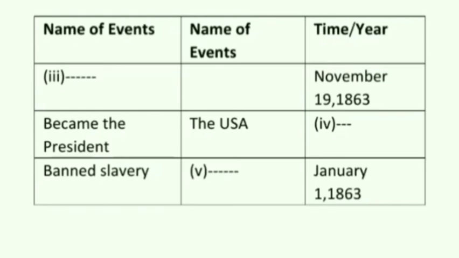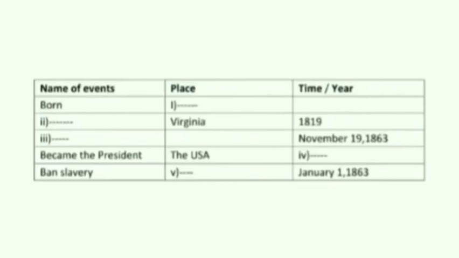Banned slavery. Here the time is mentioned: January 1st, 1863. From where? He banned slavery in America or the USA. It is better to use the USA as it is mentioned in your passage. This is the question at a glance you will find in your question paper. This is how you have to complete information transfer.